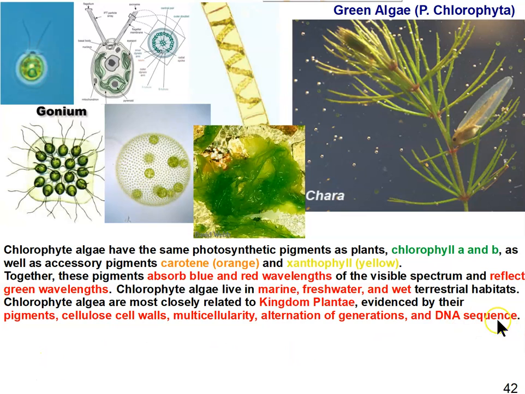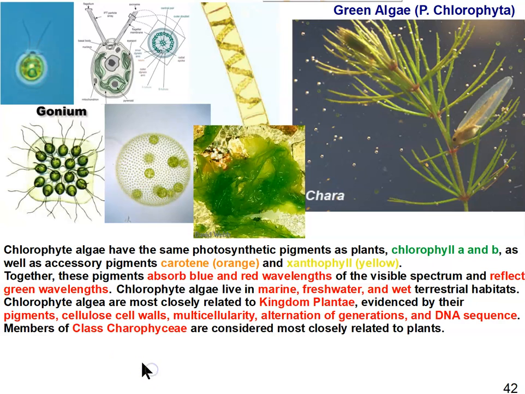And that's true for a lot of species. When we want to know how closely related species are, these days we go to DNA sequencing, because DNA sequencing has become relatively easy to do, and it doesn't take as long as it used to. And it's been found that the group within the chlorophyte algae, known as Charophyceans, so this is class Charophyceae, are considered the most closely related to plants.